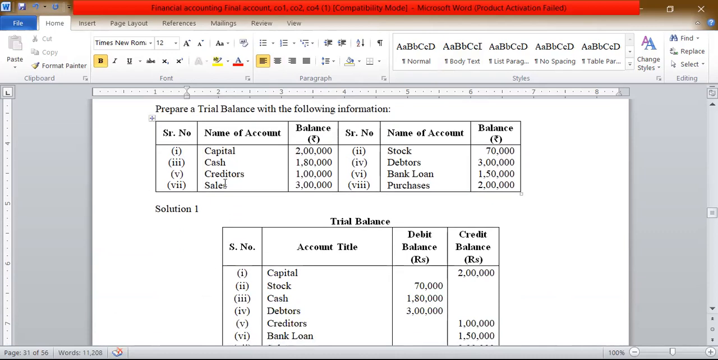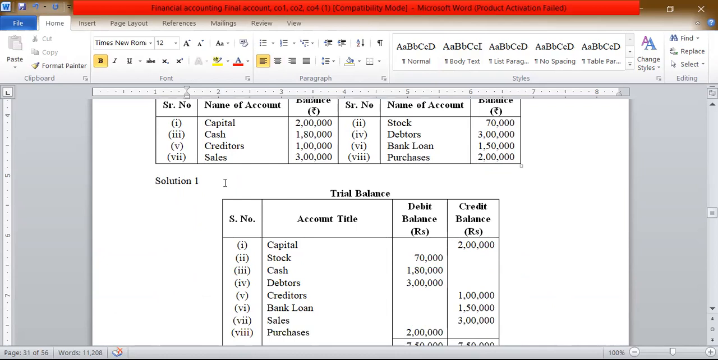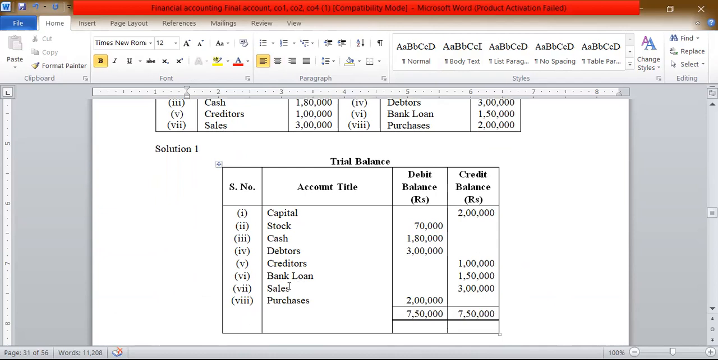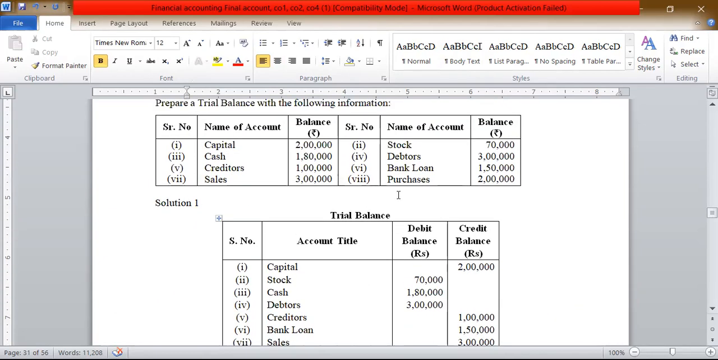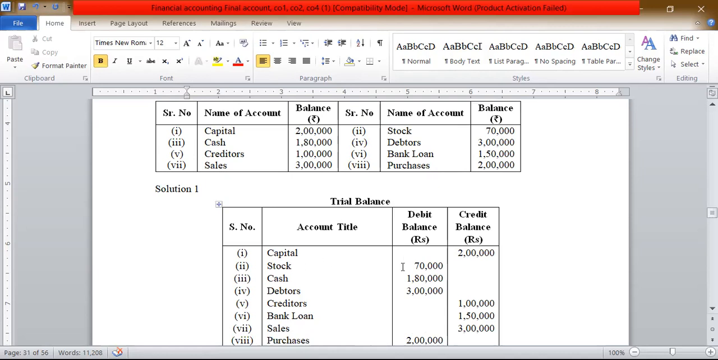Coming to sales. Sales is a cash inflow. Whenever we sell something, we will receive cash inflow. So sales is a revenue. So it shows in the credit side. Coming to stock. Stock is an investment in the form of raw material and asset. It shows in the debit side, 70,000.